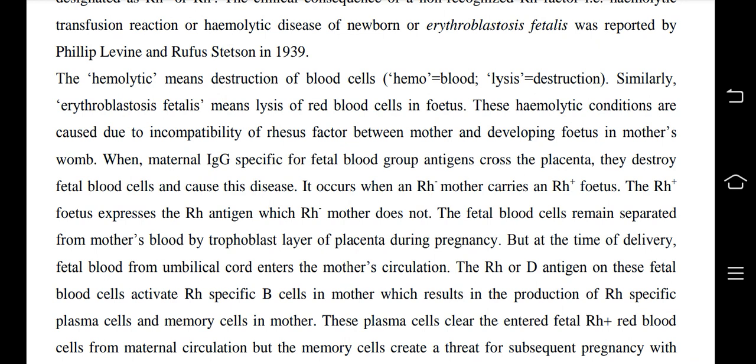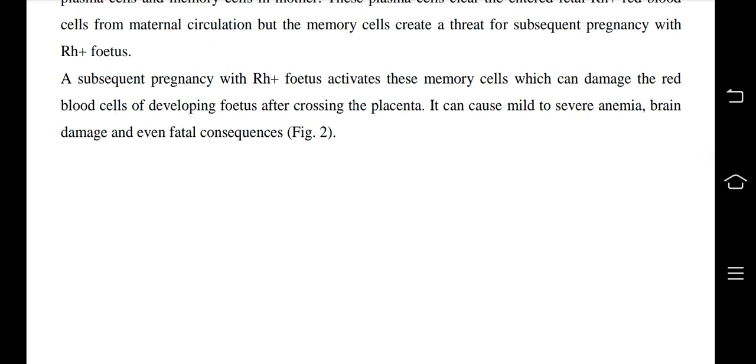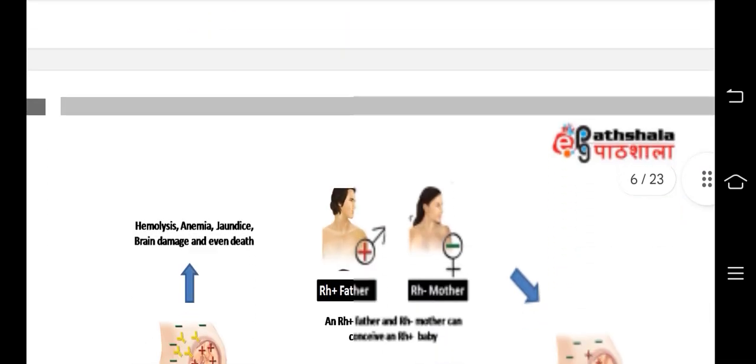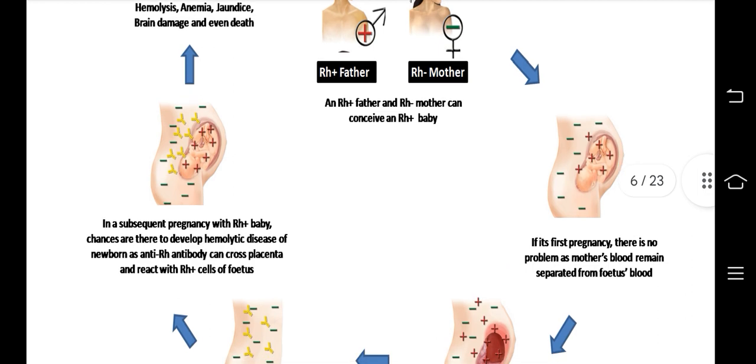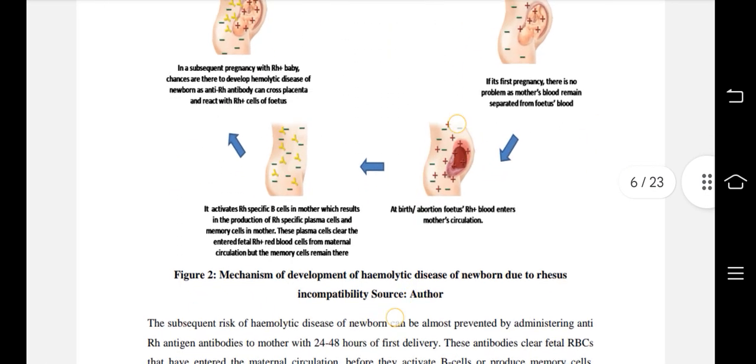These plasma cells clear the entered fetal Rh positive red blood cells from the maternal circulation, but the memory cells create a threat for a subsequent pregnancy with an Rh positive fetus. The subsequent pregnancy with an Rh positive fetus activates these memory cells, which can damage the red blood cells of the developing fetus after crossing the placenta. It can cause mild to severe anemia, brain damage, and even fatal consequences. We can see this with the help of this picture.